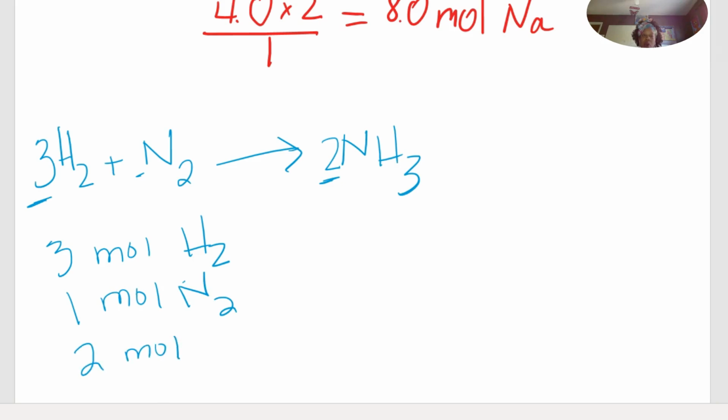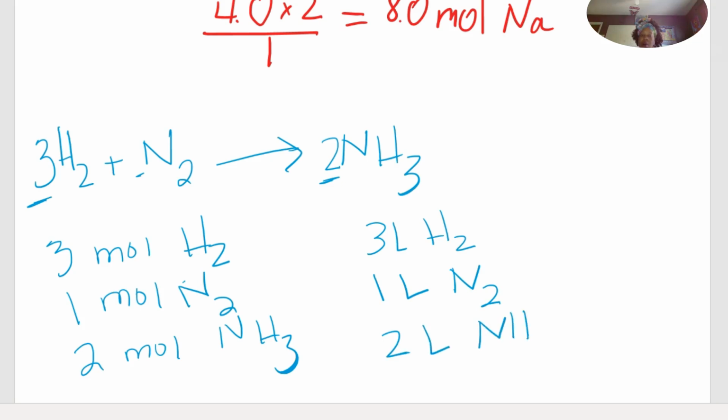And I see that I have 2 moles of NH3, ammonia. So in other words, the coefficients indicate the amounts of what I'm working with. This also tells me the volume, okay? If I wanted to look at volume, I could say that I have 3 liters of hydrogen, 1 liter of nitrogen, 2 liters of ammonia, okay? So the coefficients that you see at the very beginning of each element or compound indicate either moles or volume.